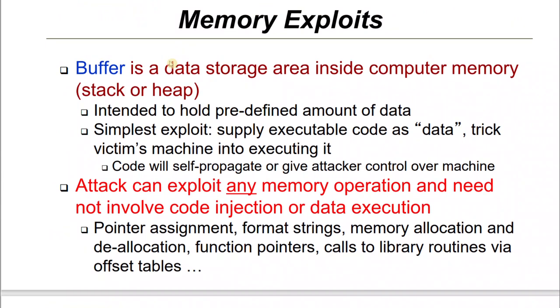البفر is a data storage area inside computer memory. It can be either a stack or heap intended to hold predefined amount of data. The simplest exploit is to supply the executable code as data, trick victim's machine into executing it. Okay. Code will self-propagate or give attacker control over machine.